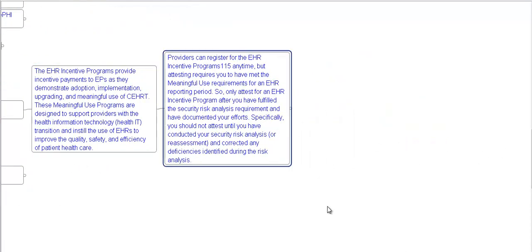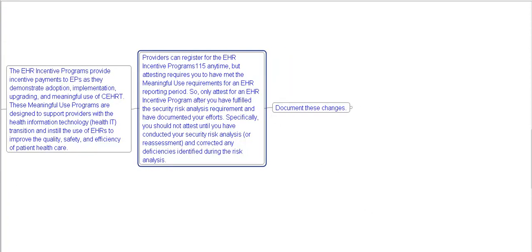Providers can register for the ePHI incentive program anytime, but attesting requires you to have met the meaningful use requirements for an ePHI reporting period. So only attest for any ePHI incentive program after you have fulfilled the security risk analysis requirement and have documented your efforts. Specifically, you should not attest until you have conducted your security risk analysis or reassessment and corrected any deficiencies identified during the risk analysis. Document these changes.